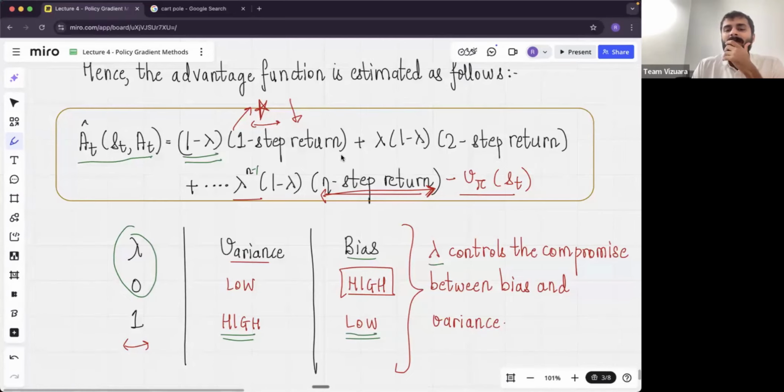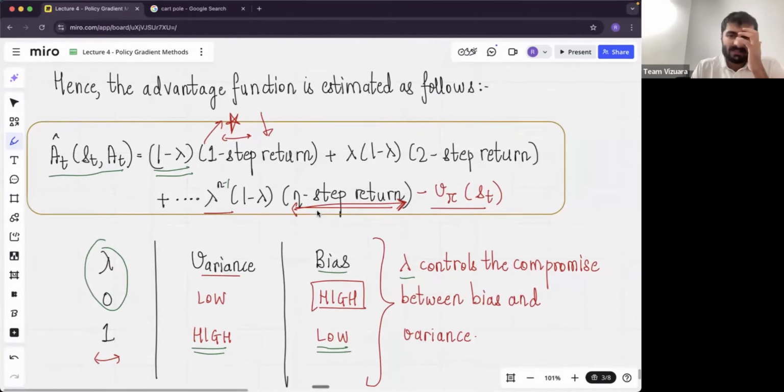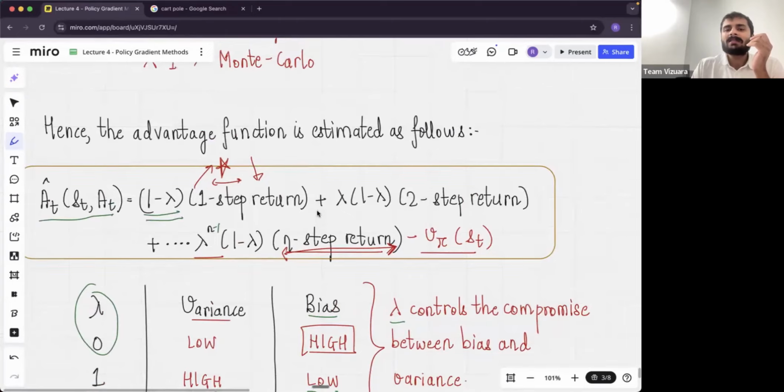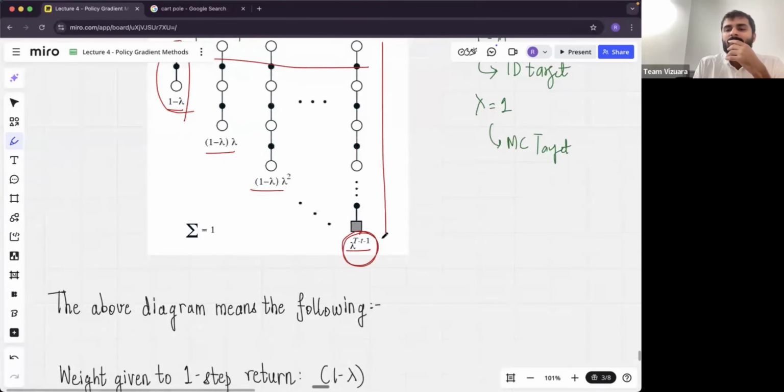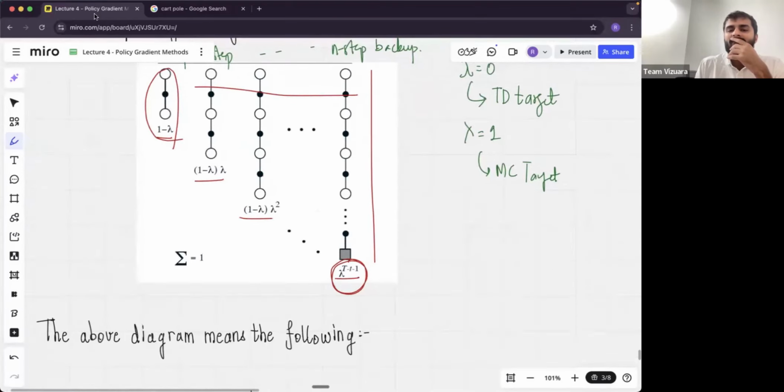So the question is that even the n-step return will be 0 where lambda is 1. Yeah, that's correct. For the last step, the term is actually lambda raised to t minus 1. So if you substitute lambda equal to 1, everything becomes 0, but the last term does not become 0 because it does not have a 1 minus lambda factor here. It only has a lambda factor here. So that's why the last step does not become 0 for lambda equal to 1.